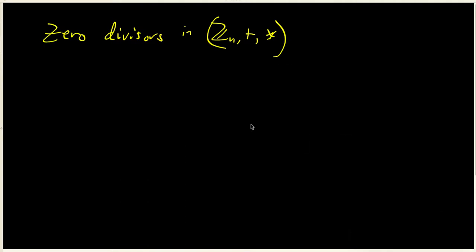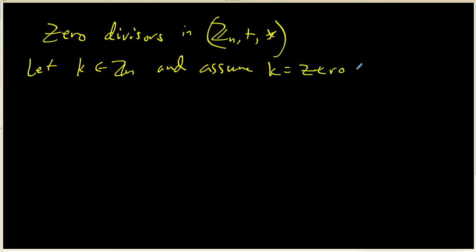In this video, we're going to investigate some information about zero divisors inside the ring of integers modulo n. So we're going to let k be an element of Zn, and we're going to assume that k is a zero divisor inside Zn. Now, what that tells me is the following information.